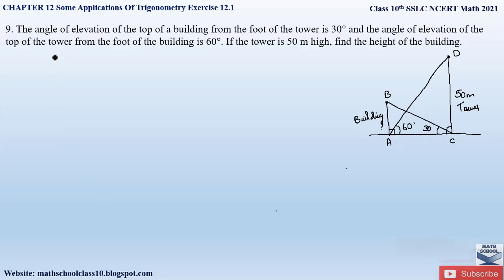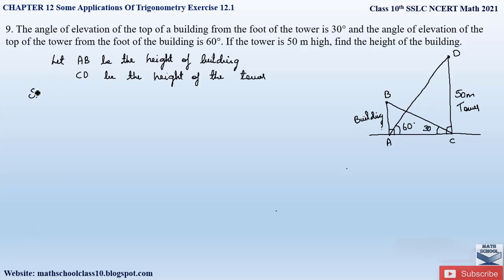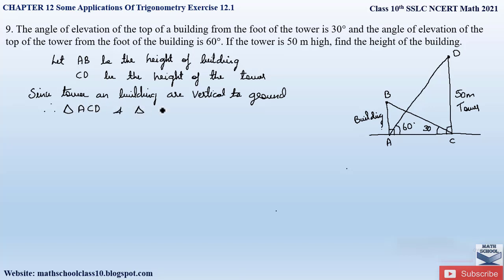So let us first write down, let AB be the height of the building and CD be the height of the tower. Since the tower and the building are vertical to the ground, triangle ACD and triangle ABC are right angle triangles.